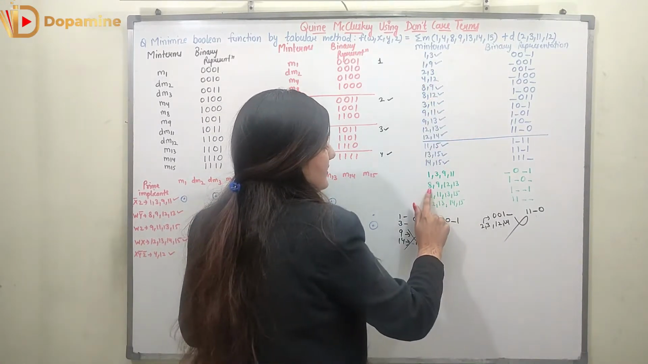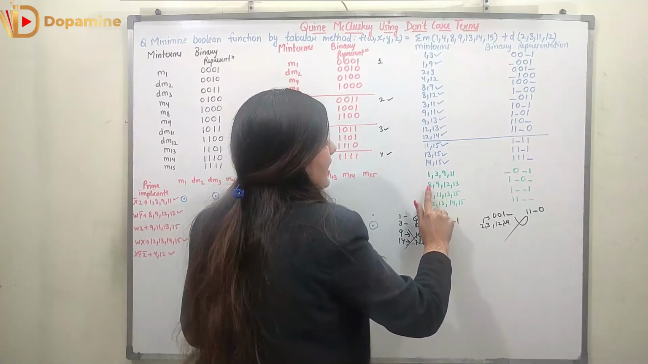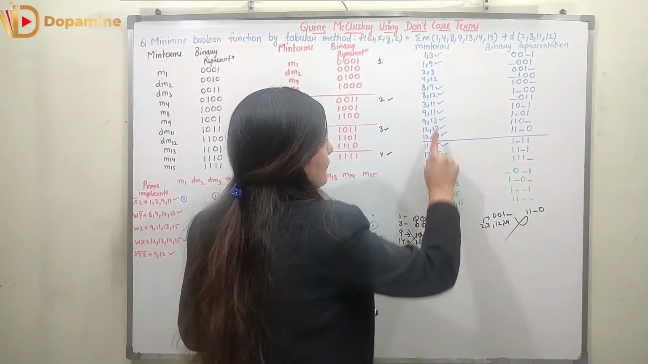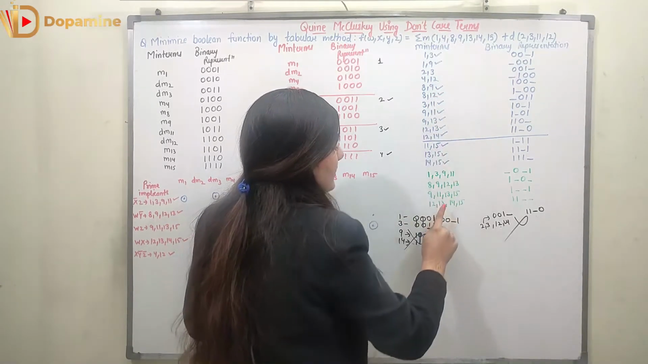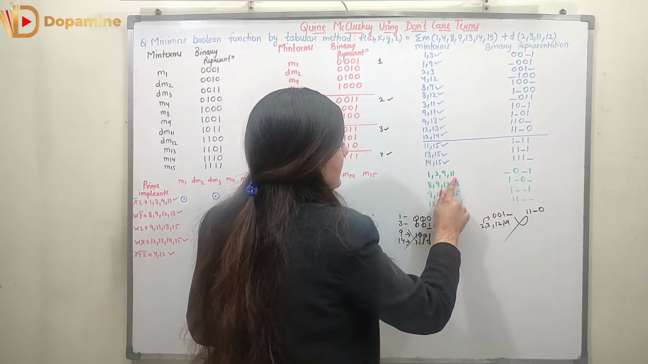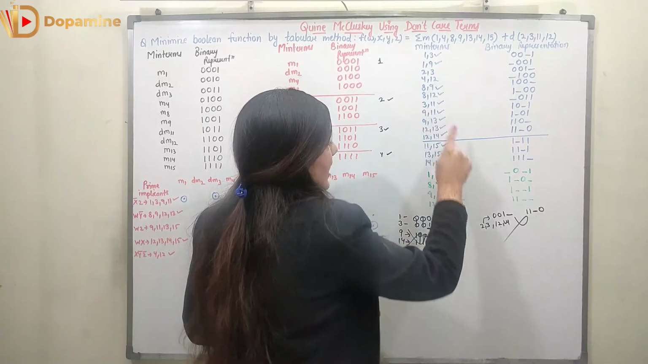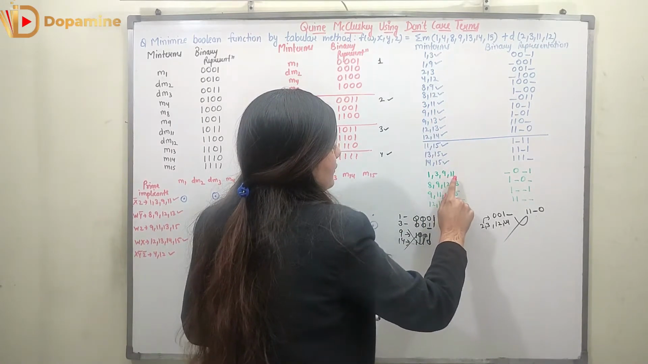8 and 9 are present. So here you can see we have 8 and 9. Then 8 and 12, right? So we have tick marks. We have 3 and 11. Right, so 3 and 11 are present over here. 9 and 11 are present over here.